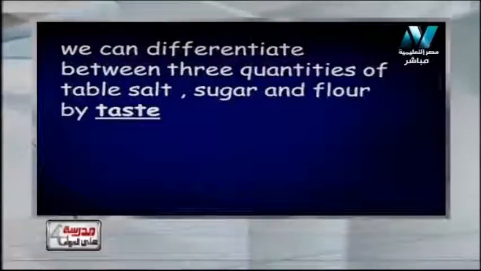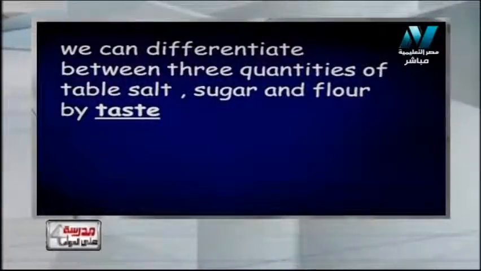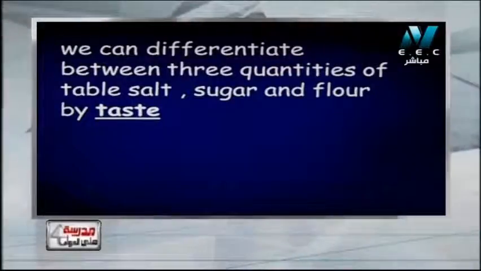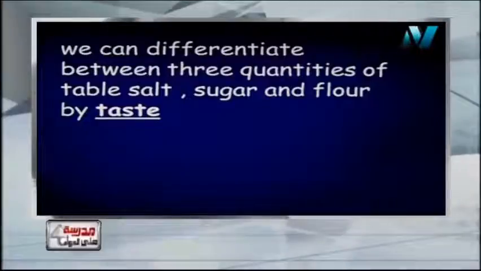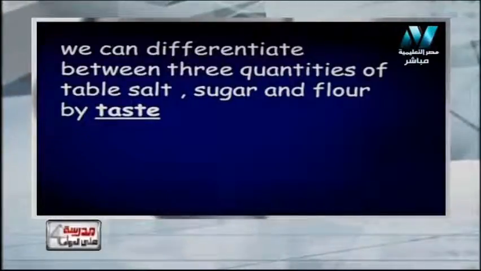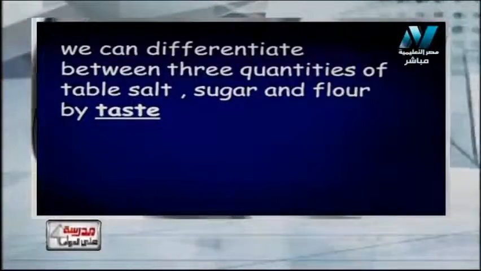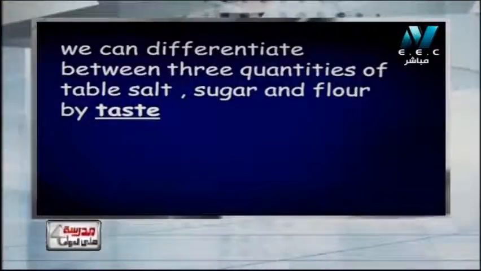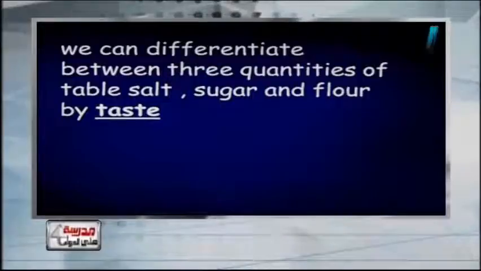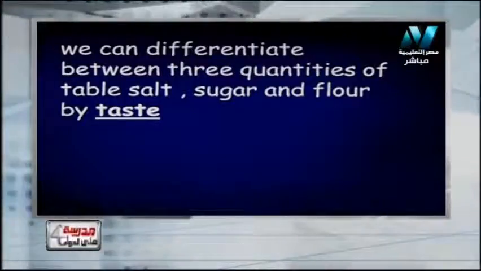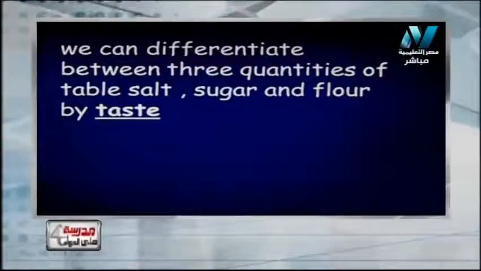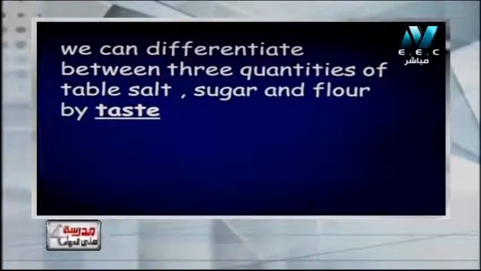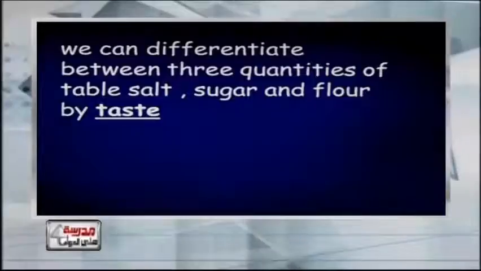So what happens if you have 3 quantities of table salt, sugar and flour? How can you differentiate between them? By taste. You might say maybe by shape. Of course not, because the table salt, sugar and flour could all be powdered, ground into a powder. So I can't differentiate by shape; I can differentiate by taste.